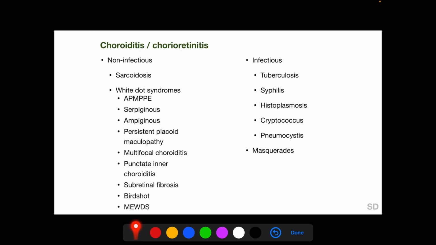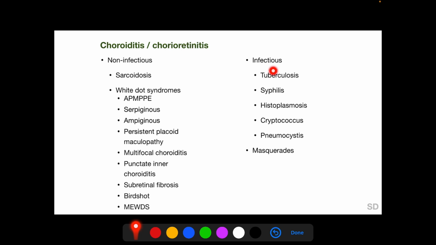Choroiditis and chorioretinitis can be caused by non-infectious entities such as sarcoidosis and the large number of entities called white dot syndromes, in which we have acute posterior multifocal placoid pigment epitheliopathy, serpiginous choroiditis, ampiginous choroiditis, persistent placoid maculopathy, multifocal choroiditis, punctate inner choroiditis, subretinal fibrosis with uveitis, birdshot retinochoroidopathy and multiple evanescent white dot syndrome.